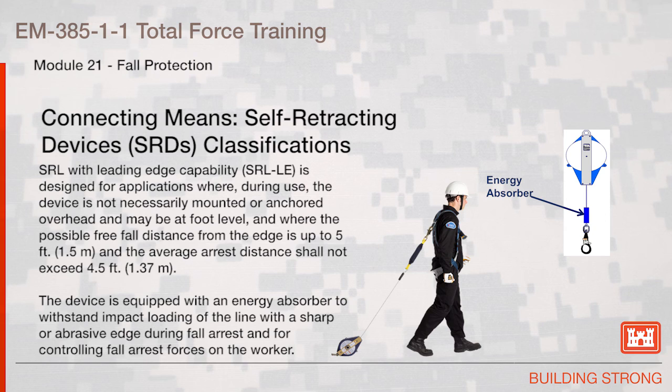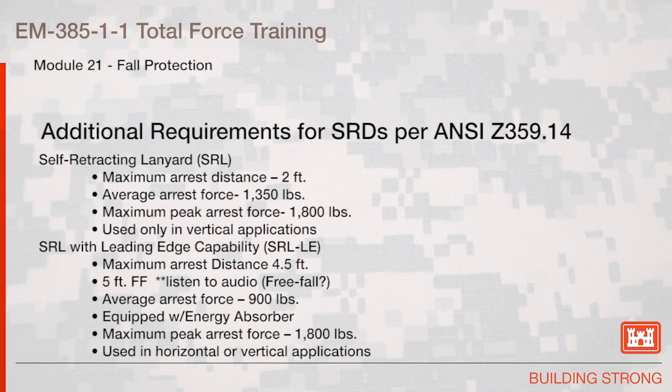SRL with leading edge capability, SRL-LE, is designed for applications where during use the device is not necessarily mounted or anchored overhead and may be at foot level, and where the possible free fall distance from the edge is up to 5 feet, and the average arrest distance shall not exceed 4.5 feet. The device is equipped with an energy absorber to withstand impact loading of the line with a sharp or abrasive edge during fall arrest and for controlling fall arrest forces on the worker. Additional requirements for self-retracting devices per ANSI Z359.14.